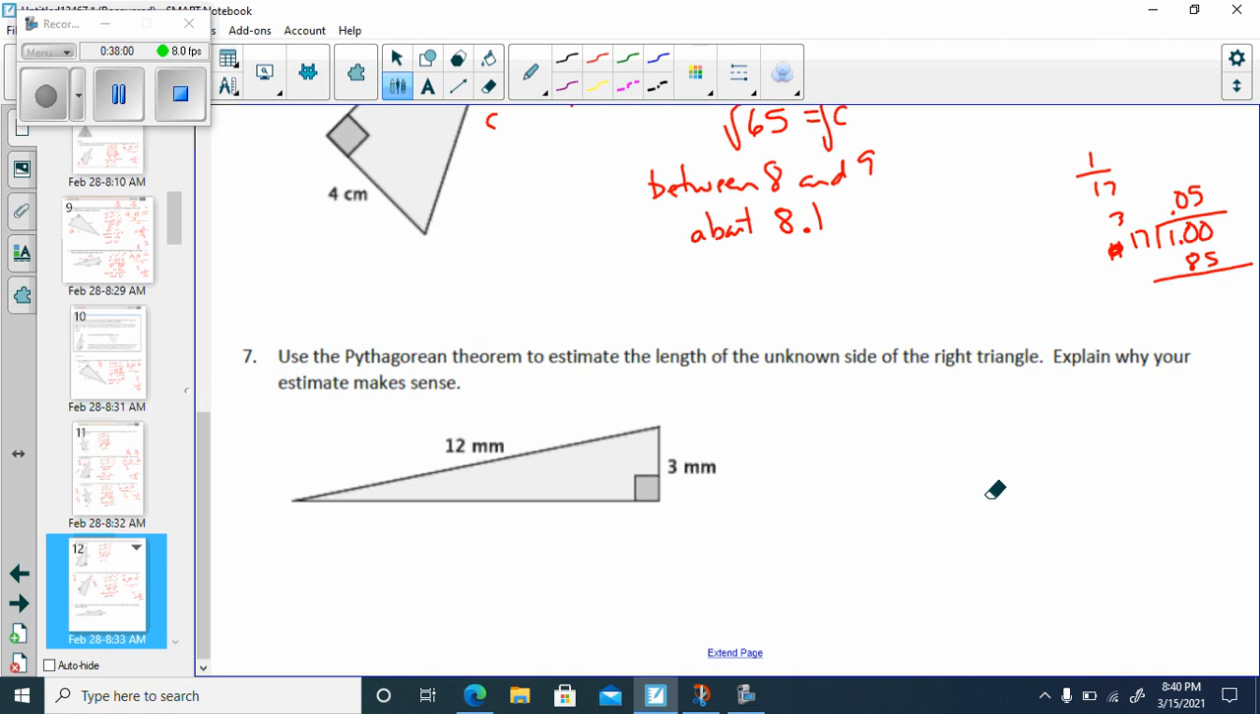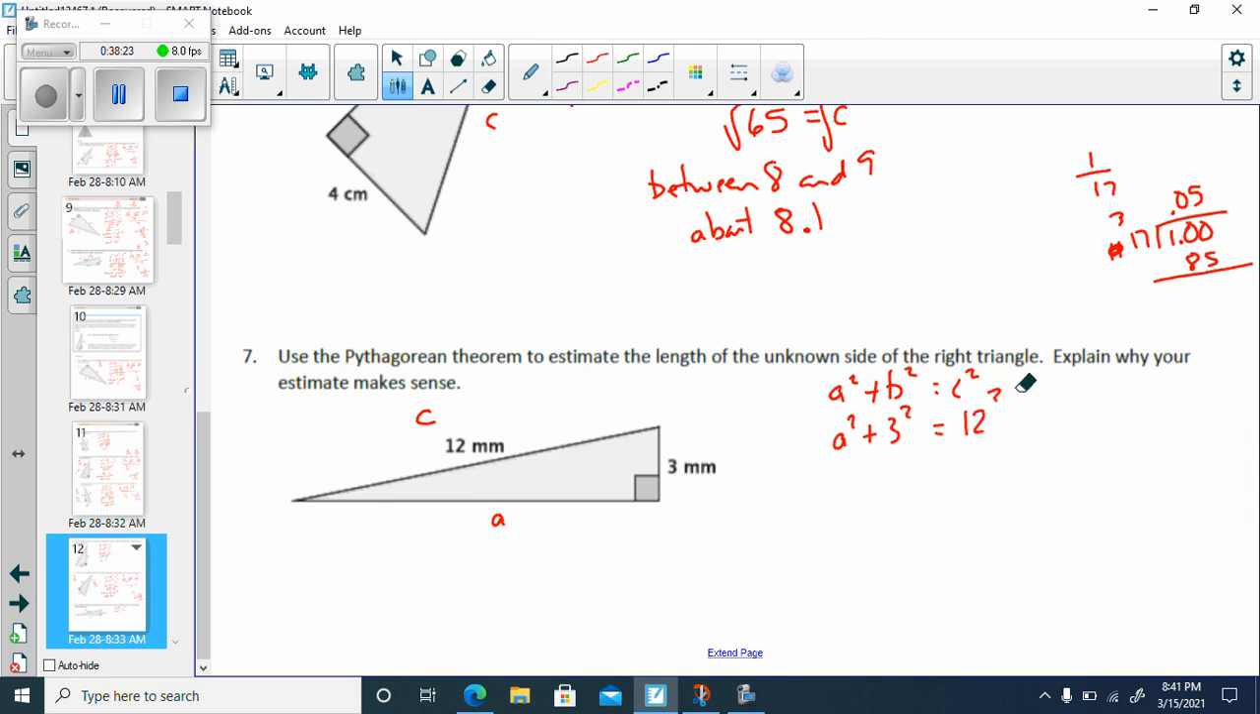Let's look at number 7. Number 7 is at the top of page 13 in your workbook. Okay, I'm looking for this side. This is my hypotenuse because it's across from the right angle. Doesn't matter if I call that A or B. We know Pythagorean theorem is a squared plus b squared is equal to c squared. Okay, we don't have A, but we do have B, and our C is 12.